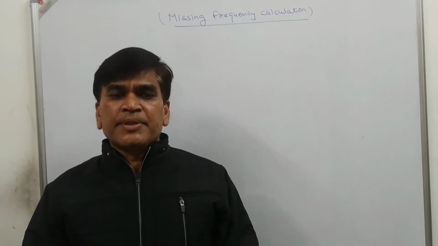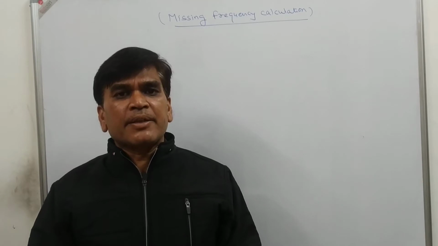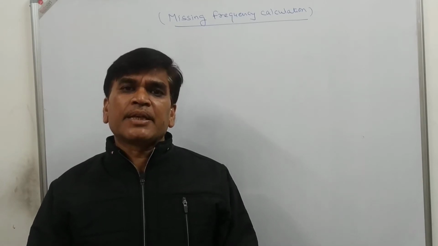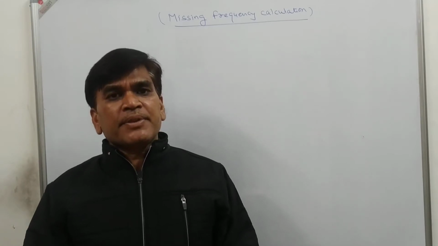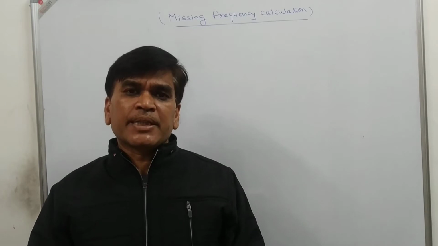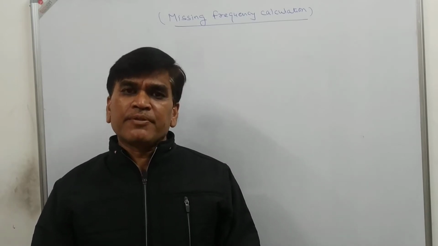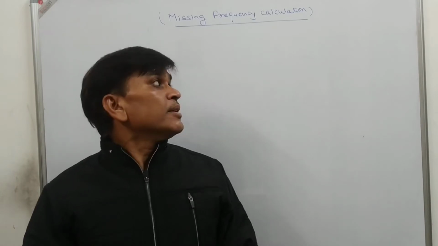We already have a video on the missing frequency in which the mode value was given and the median value was given, and we calculated one, two or three frequencies. In this video, we will have one case in which one frequency is to be calculated, and a second case in which two frequencies are to be calculated when the mean value is given. So firstly, I have a question.